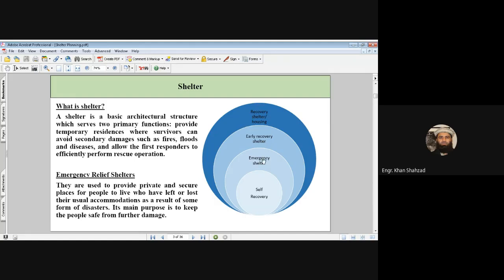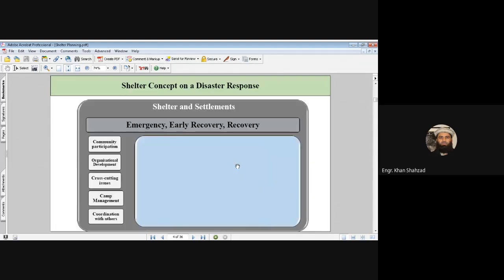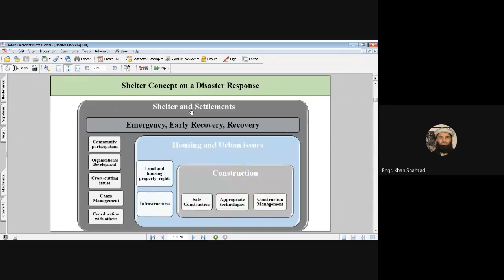So we will discuss all these things in today's lecture: how, when there is a disaster, we can provide shelters to the people, then how we can convert those shelters to permanent housings, or how we can shift the people from these shelters to their permanent houses after the disaster. So, shelter concept on a disaster response: shelter and settlements, emergency, early recovery, and recovery.